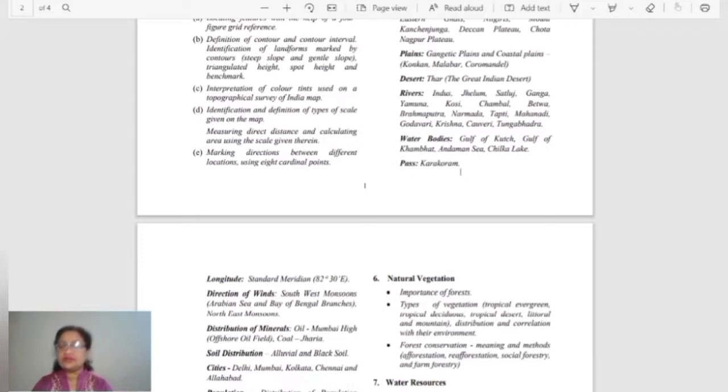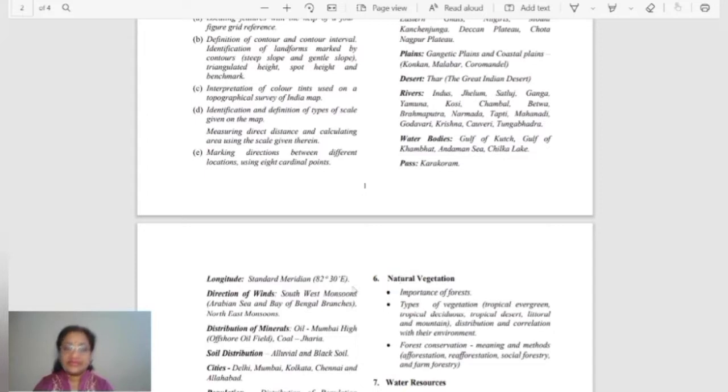Now after the water bodies, next is the pass. If you remember children, there were two passes in our syllabus. Number one is Karakoram Pass and the other one was Nathula Pass. Now it is not a part of the reduced syllabus. Nathula Pass is not there now. Only the Karakoram Pass is there. So we have to mark only one.